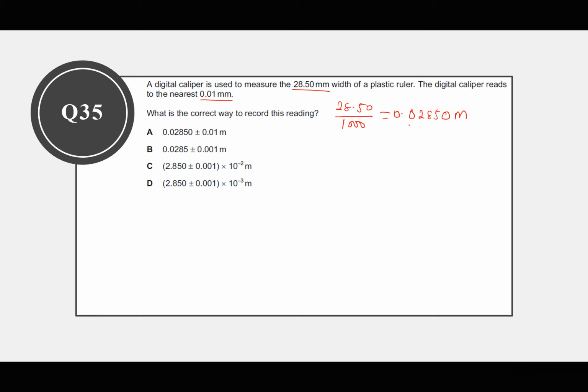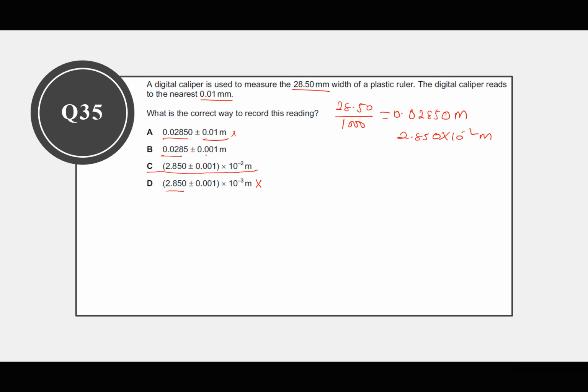Here we have power -2 and power -3, which we can check. So it can be 2.850 times 10 power -2 in meters still. So it means this is not correct. It can't be 2.850 times 10 power -3. So you will notice that the correct answer is going to be C, because this was changed to meters, but this was not changed to meters. It is still in millimeters, so this is wrong.